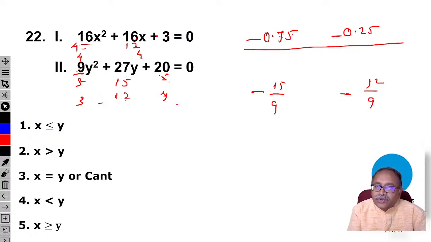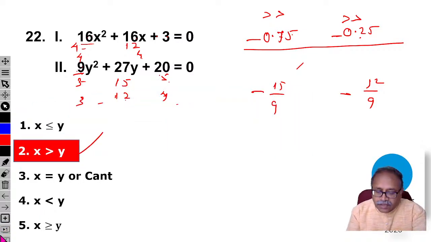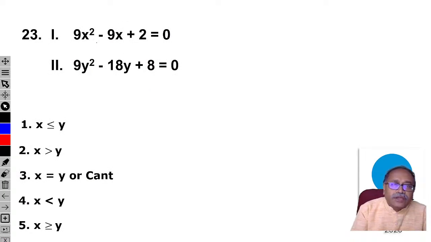Now look, this is less than 1. All are negatives. So this is greater and greater. This is also greater and greater. Therefore my answer should be x is greater than y. Option choice 2. Okay, let's go back and answer the next question, 23.